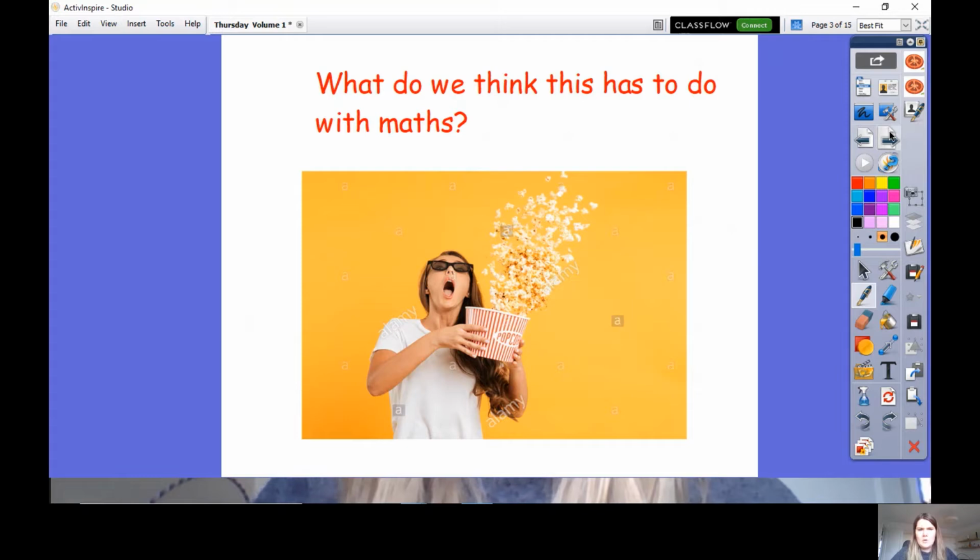So let's have a quick look at this picture. What do you think this might have to do with mass and volume and capacity? Having a little think. What do we think this might have to do with maths? What do we think? Yes, the popcorn has left the container. What does that mean the container will then be? The container will then be empty. Fantastic. The container was full and now the container is empty. Very good.